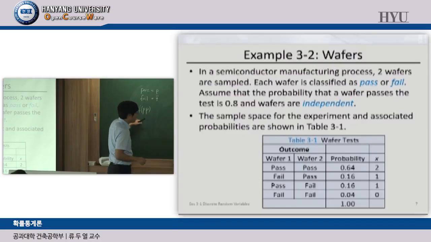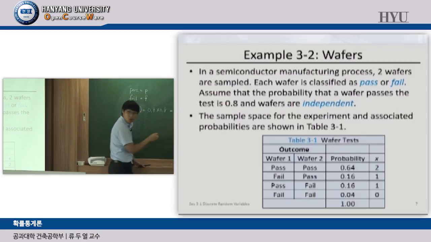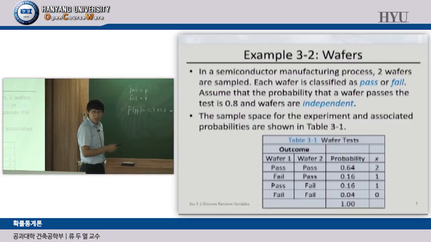So the probability of this case should be equal to 0.8 multiplied by 0.8, right? Because the wafers are independent, and these are connected as an AND condition, okay? So this could be 0.64, okay?